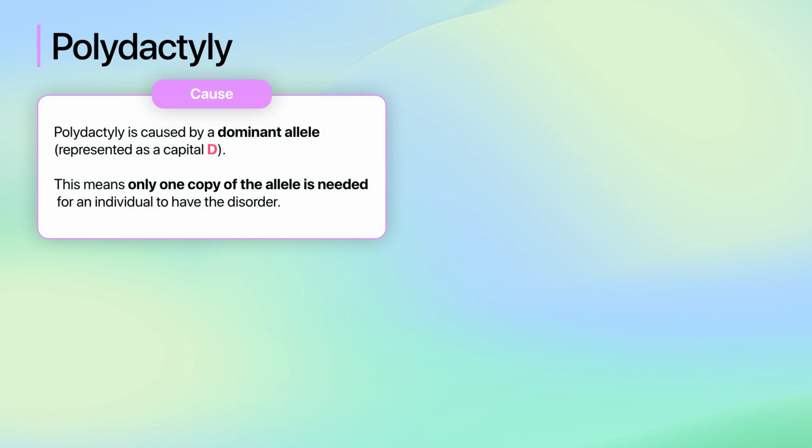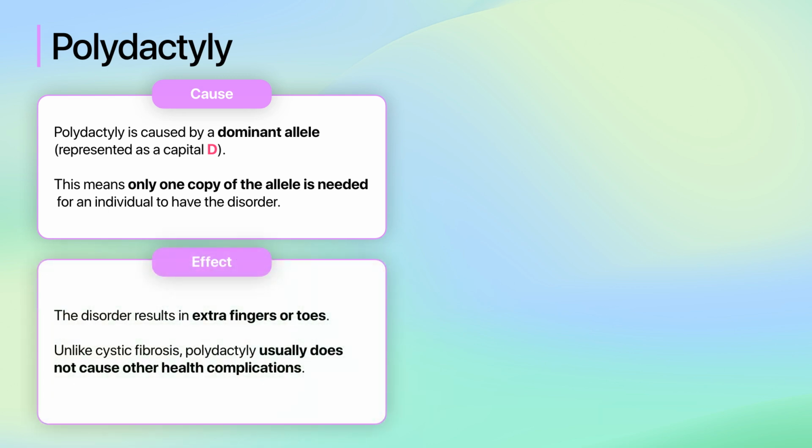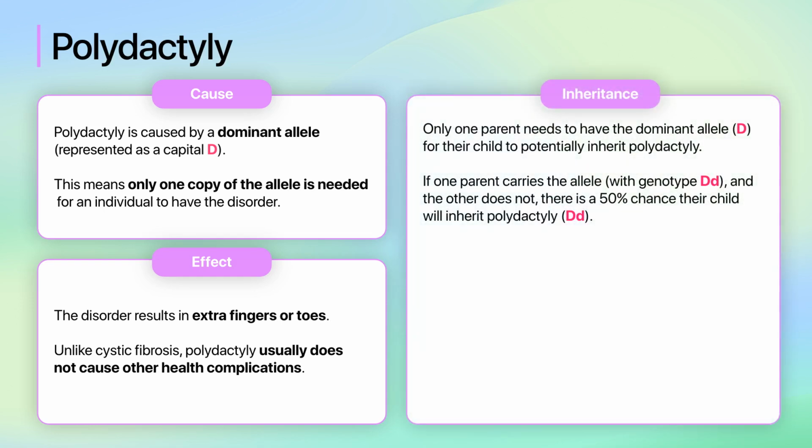Let's now discuss polydactyly in more detail. Polydactyly is caused by a dominant allele, represented as a capital D. This means only 1 copy of the allele is needed for an individual to have the disorder. The disorder results in extra fingers or toes. Unlike cystic fibrosis, polydactyly usually does not cause other health complications. Only 1 parent needs to have the dominant allele, D, for their child to potentially inherit polydactyly.